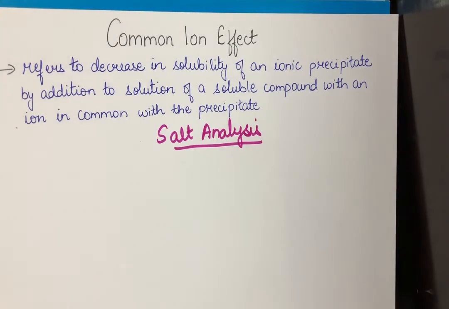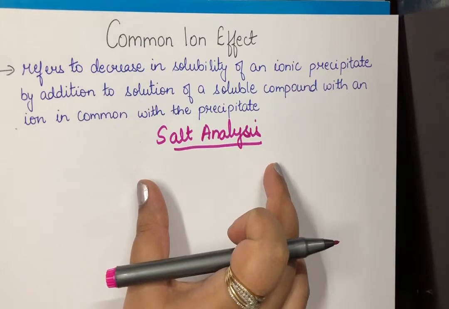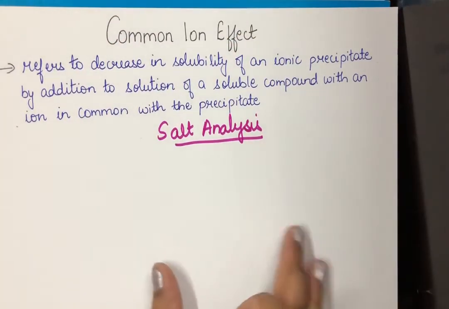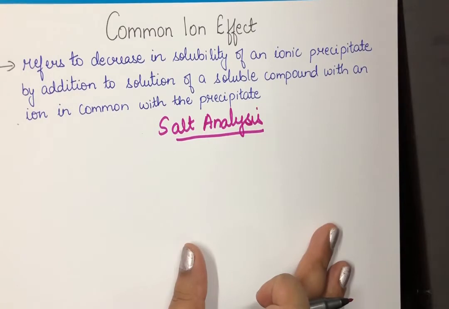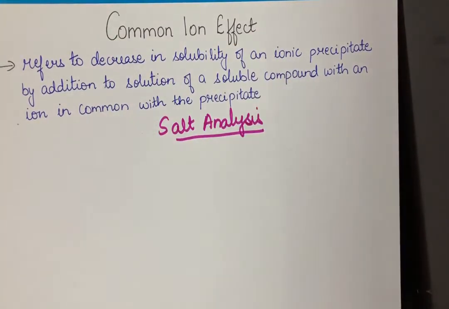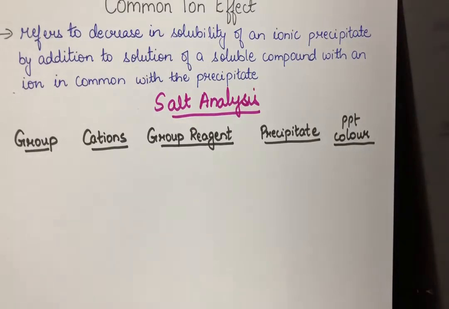Now I'll start explaining the concept of the salt analysis, and by the time we reach group 2 and group 3, we would again explain the common ion effect. So in one video, I would be able to cover two topics, that is the basis of your salt analysis and also the common ion effect which is playing a part in it. So let's start. There are 6 groups when you talk about your cation analysis.